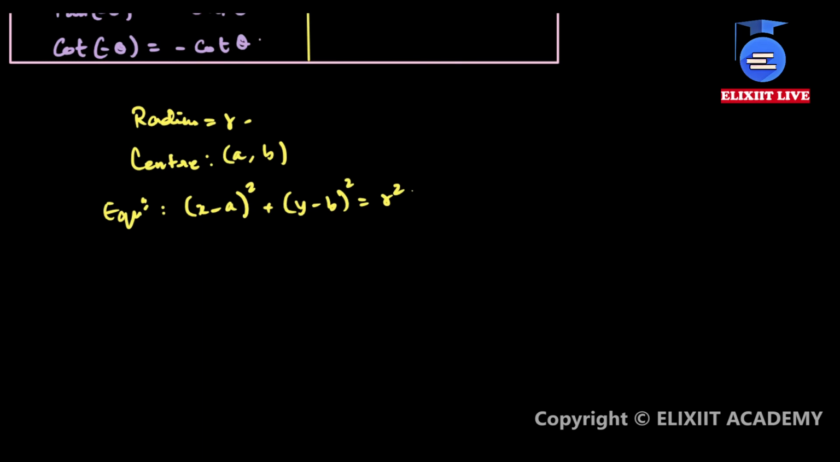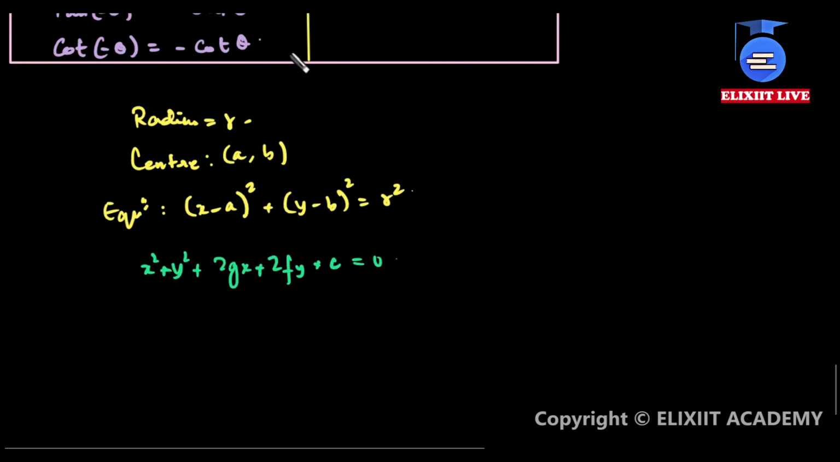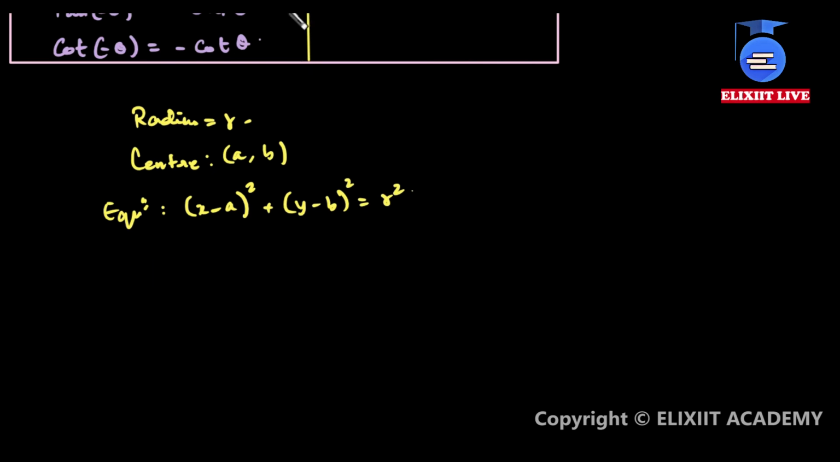This is the standard equation of the circle, but we have a general equation also. If you expand this, you get the general equation of the circle, which is given by x square plus y square plus 2gx plus 2fy plus c is equal to 0. Anyway, right now we focus on this particular part: (x minus a) whole square plus (y minus b) whole square is equal to r square.